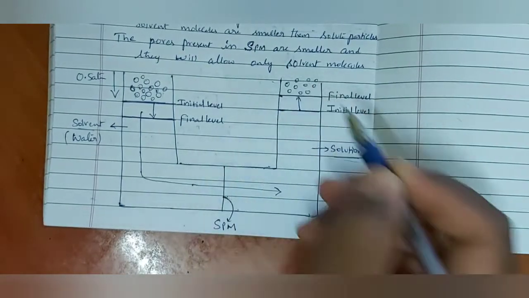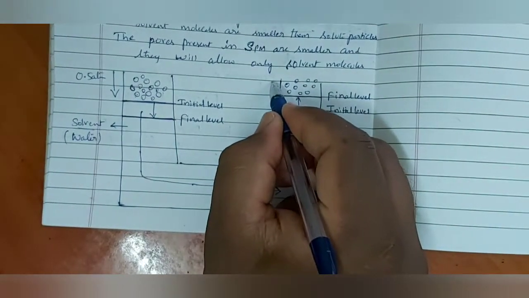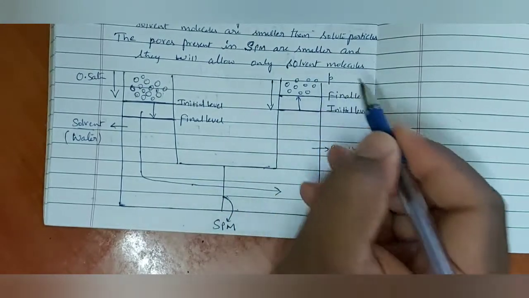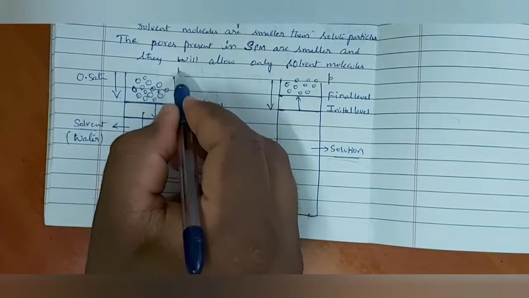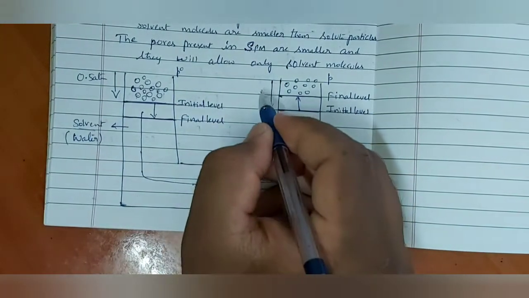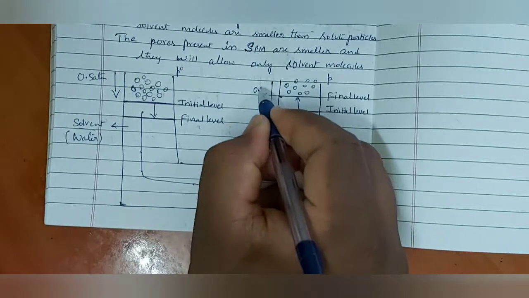Here only 10 molecules I observed. Because of these 10 molecules, the vapor pressure of the solution side, this is the vapor pressure of solution P, and this is the vapor pressure of pure solvent P0. Here the vapor pressure is only 0.3 atmosphere.